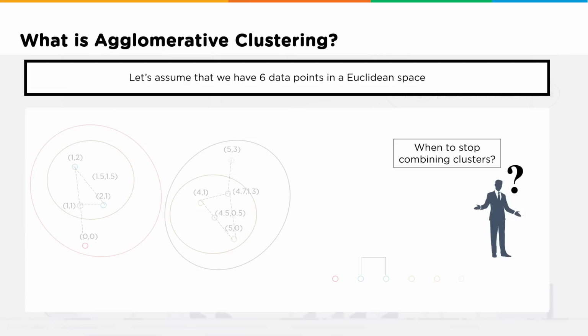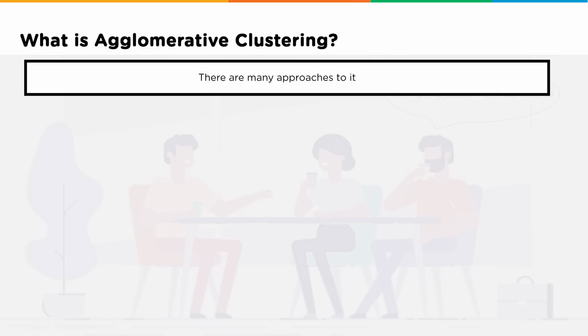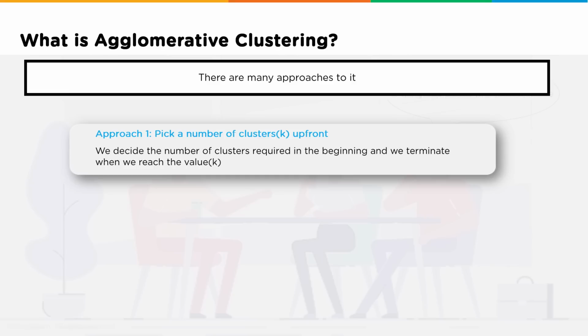So when do we stop combining clusters? Hopefully it's pretty obvious to you, in this case when they all got to be 1, but there are actually many approaches. First, pick a number of clusters k up front. We don't want to look at 200 clusters; we only want to look at the top 5 clusters or something like that. So we decide the number of clusters required in the beginning and we terminate when we reach the value k.